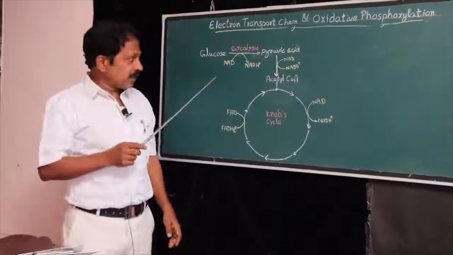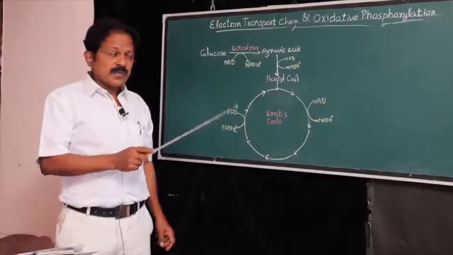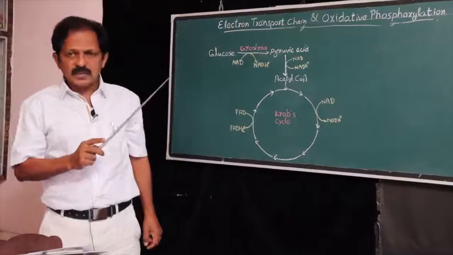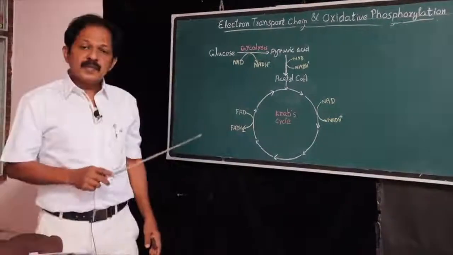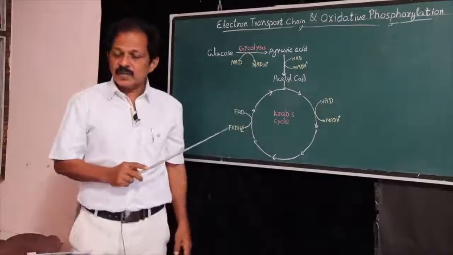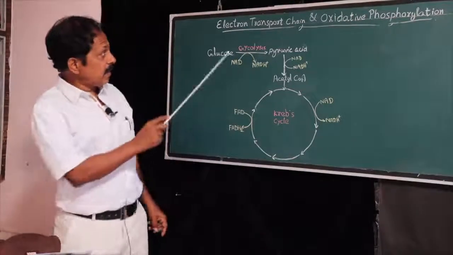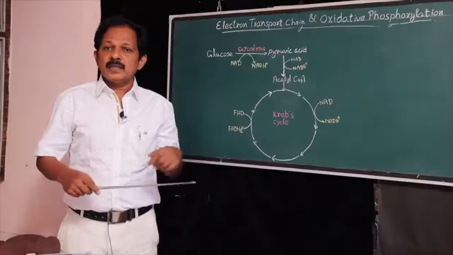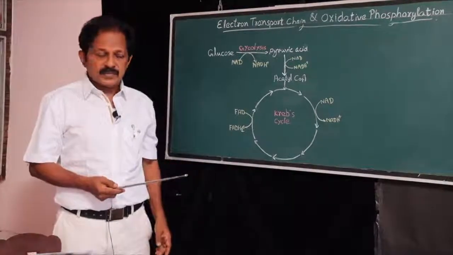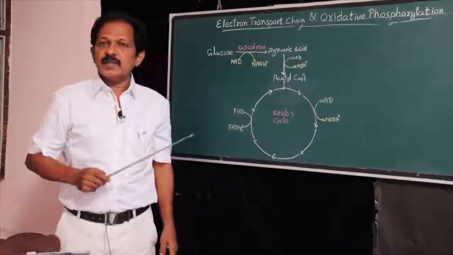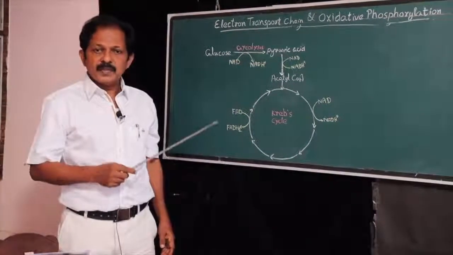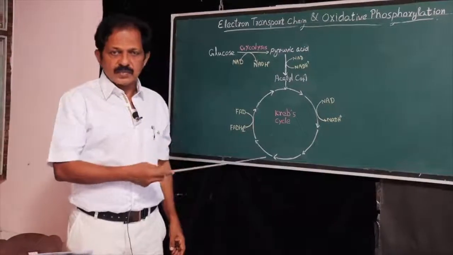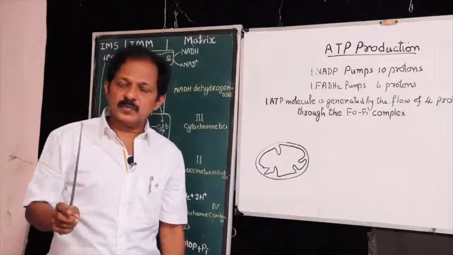In the electron transport chain, we focus mainly on these reduced coenzymes, because the electron transport chain is all about these reduced coenzymes. NADH and FADH2 are electron carriers. During the electron transport chain, these reduced coenzymes NADH and FADH2 get oxidized and energy is released. And during oxidative phosphorylation, ATP is formed from ADP by utilizing the energy released from the oxidation of these reduced coenzymes. Now we can study the electron transport chain.